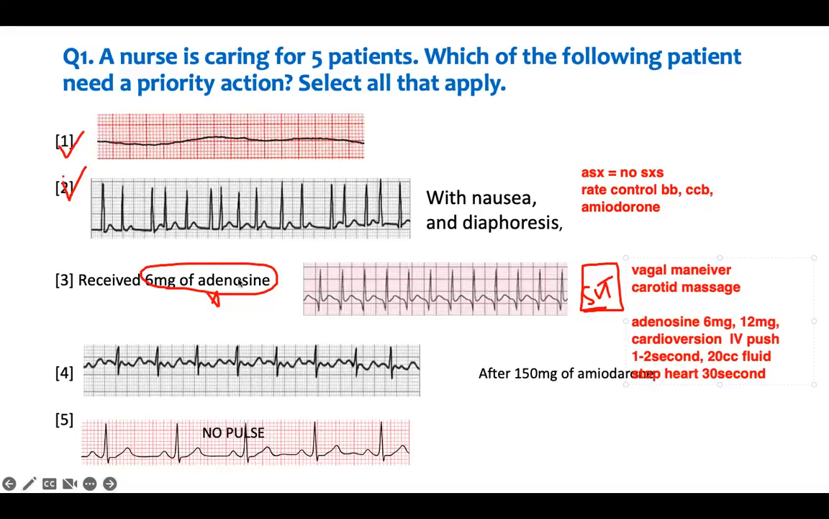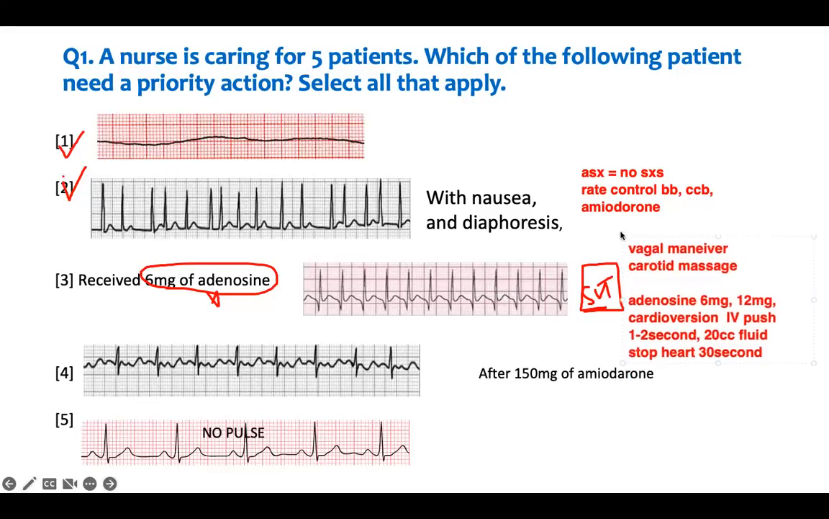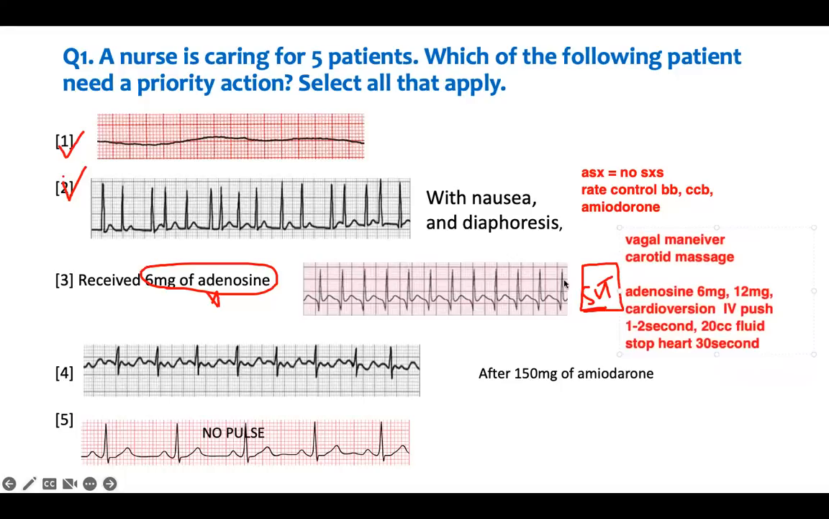But this one is 6 milligrams. After this, you still have to go to 12 milligrams because there's no evidence of symptoms. So this patient doesn't need immediate action. It's a priority, like I said, but it's not a big priority. We have to give him 12 more milligrams of adenosine and see if he's going to respond. If they don't respond, then we will cardiovert them.